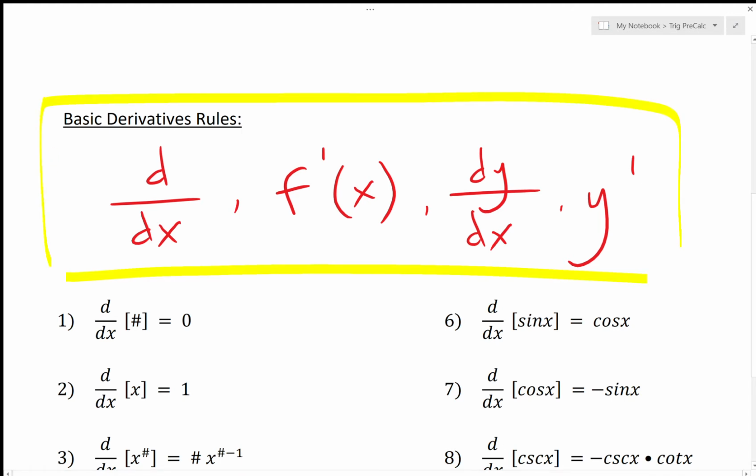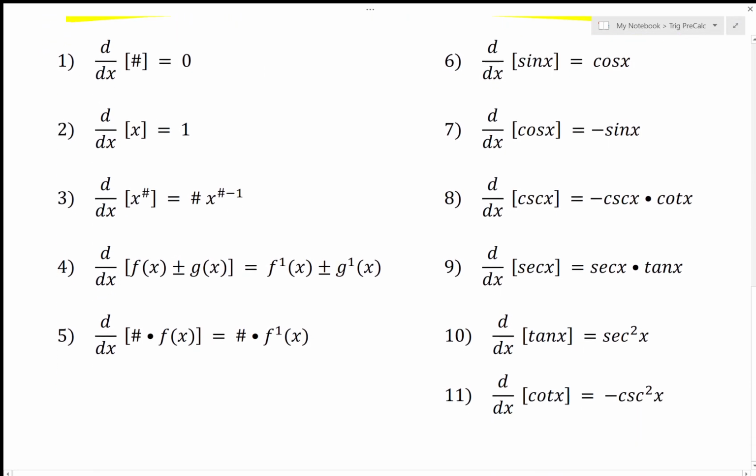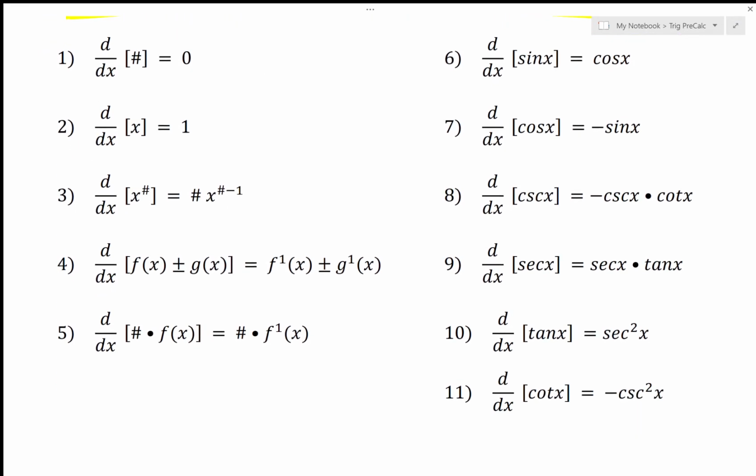Now, underneath here, I've got the 11 most common rules that we're going to use for derivatives. Some of them start off pretty easy, then get a little bit more complicated. And as we run into these rules in the problems, I'll go back and we'll take a look at what some of these mean. But if you want to make a note of it, number 3 right here is the one that's kind of most important to us. This is the one that's going to show up the most.